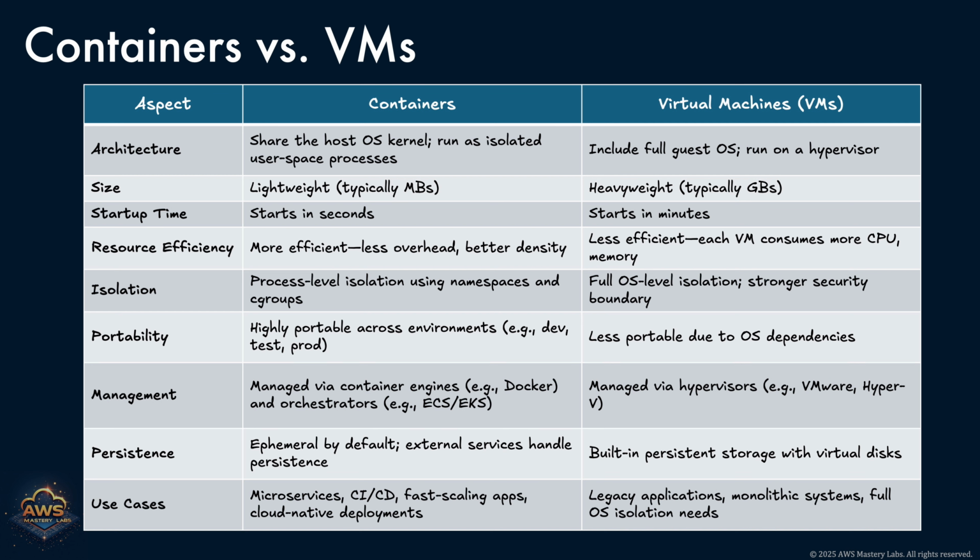Containers, on the other hand, share the host operating system kernel and isolate applications at the process level. This makes containers significantly more lightweight and faster to start. Because containers don't need to boot an entire OS, they can start in seconds, sometimes even milliseconds, whereas VMs might take minutes to come online. This responsiveness is a game changer for auto-scaling and rapid deployment scenarios.